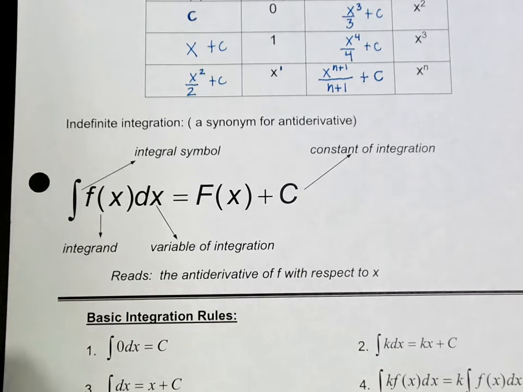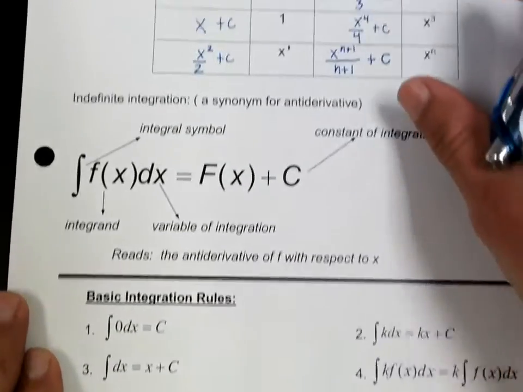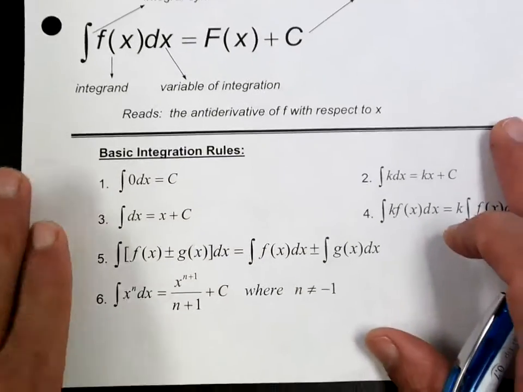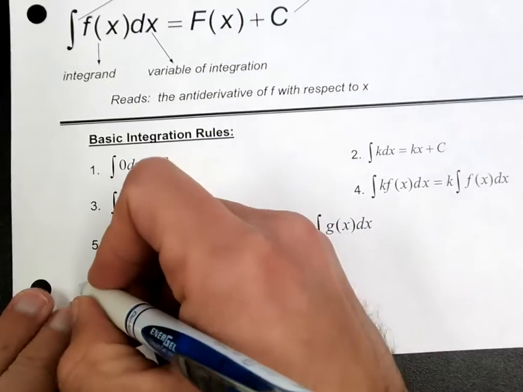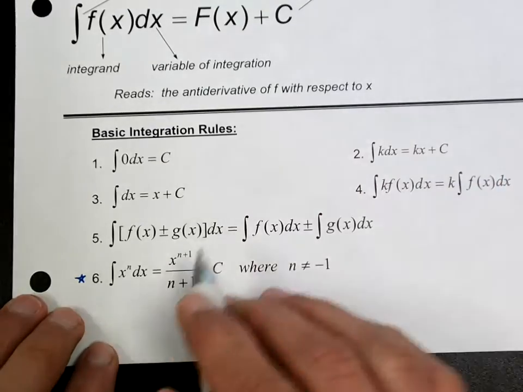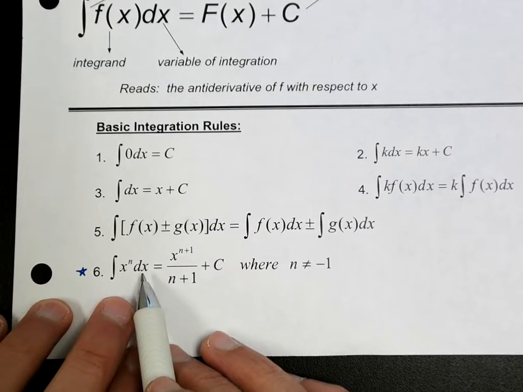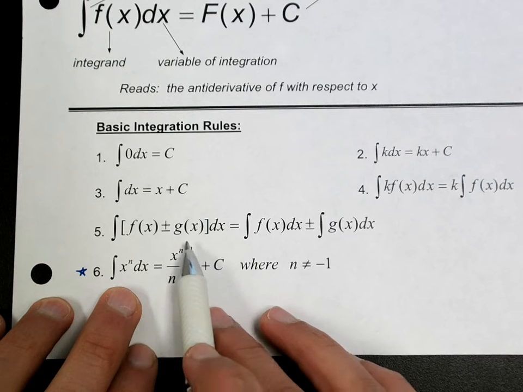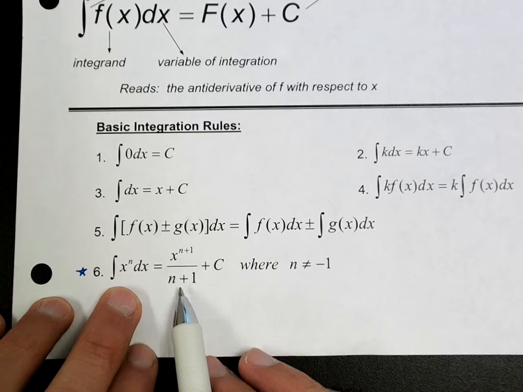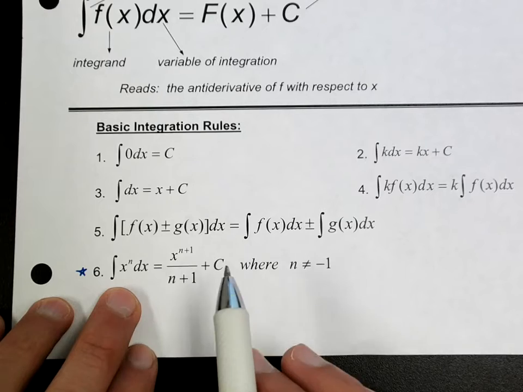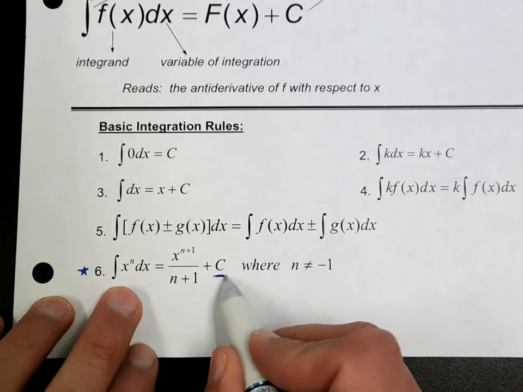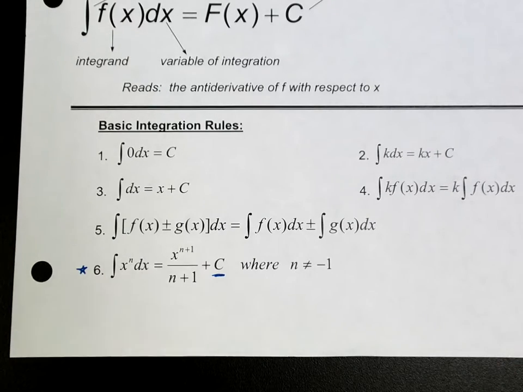So let's look at some basic integration rules. On this one, I'm not really typing too much. This is the general formula that we come up with here. The integral of some function with respect to x would be: add 1 to the power, divide by that same power, and then add a constant. You have to add that constant. If you don't add that constant, I'm going to count it wrong.